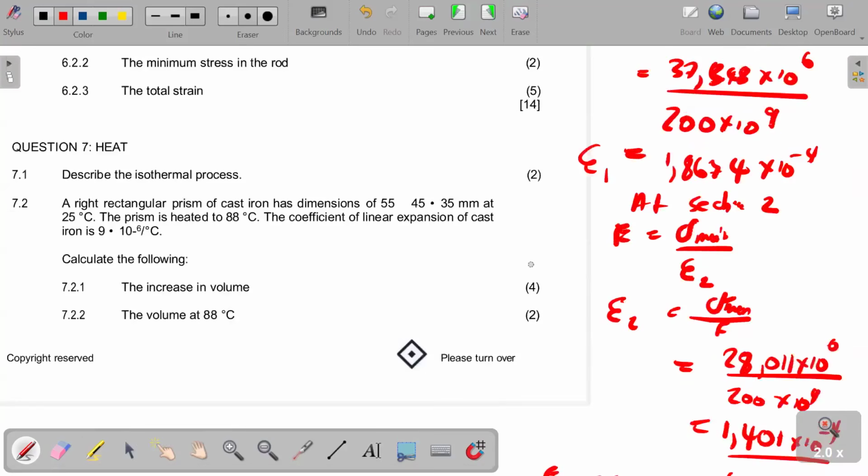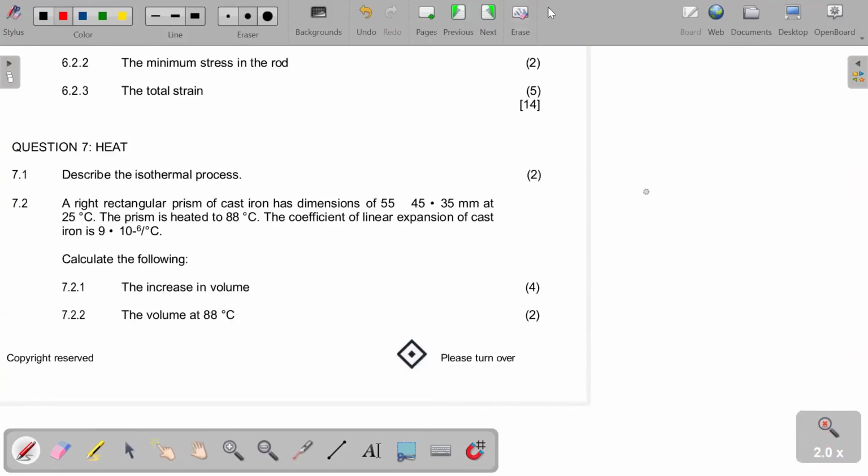Okay, that takes us to question number 7. Question number 7 is saying first, describe the isothermal process. So it is a thermodynamic process in which the temperature of the system remains constant throughout.